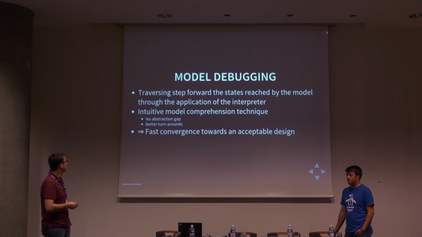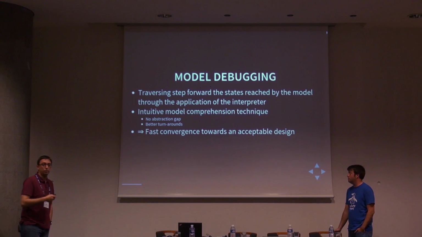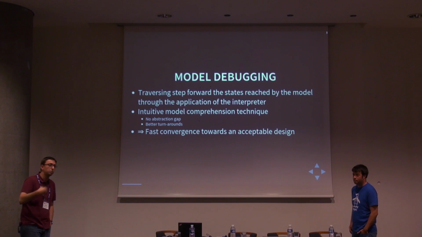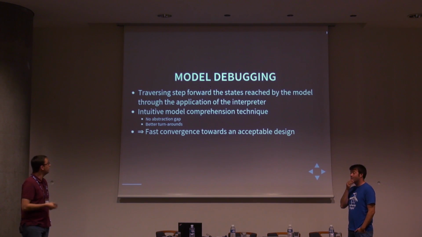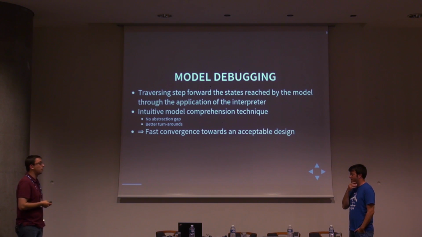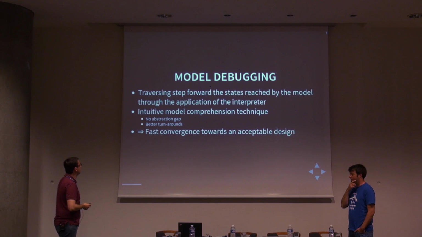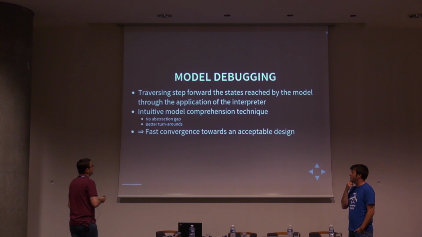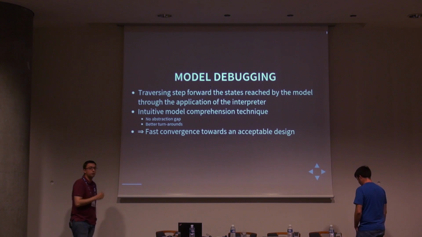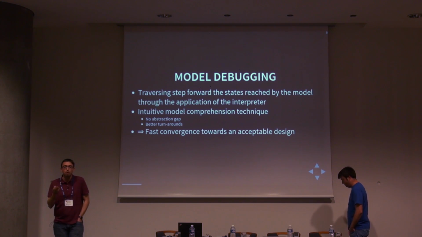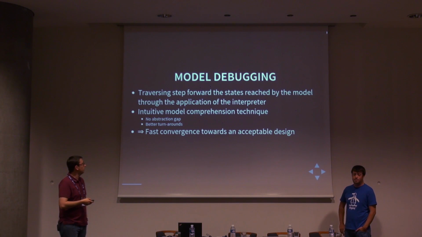So there is no abstraction gap because we are not translating the model into another formalism in order to do the simulation. So we can directly animate and debug the models that we are defining, and there is a better turnaround due to this absence of gap in the abstraction level. So the main objective of model debugging is really to have a fast convergence towards an acceptable design in our models.